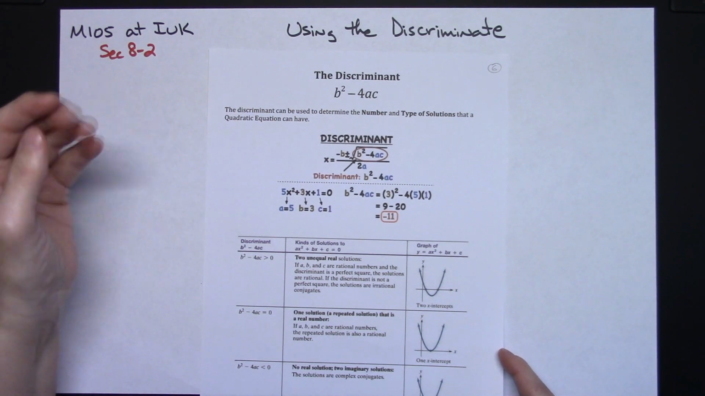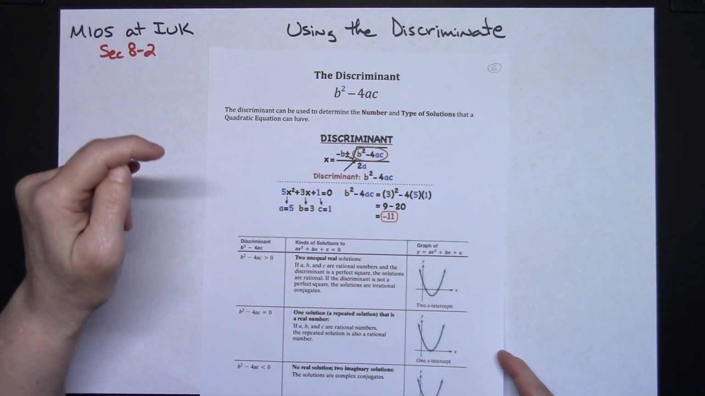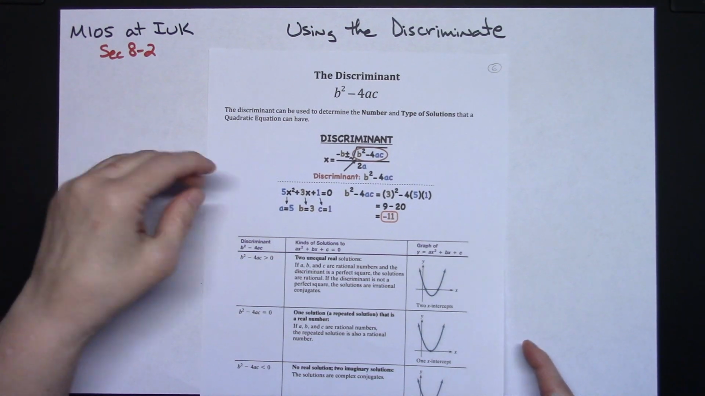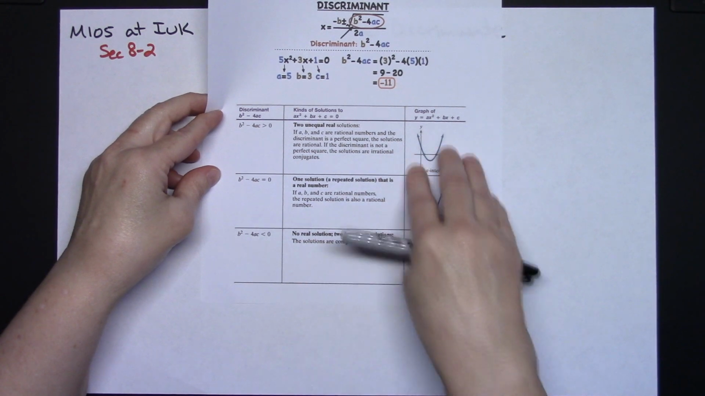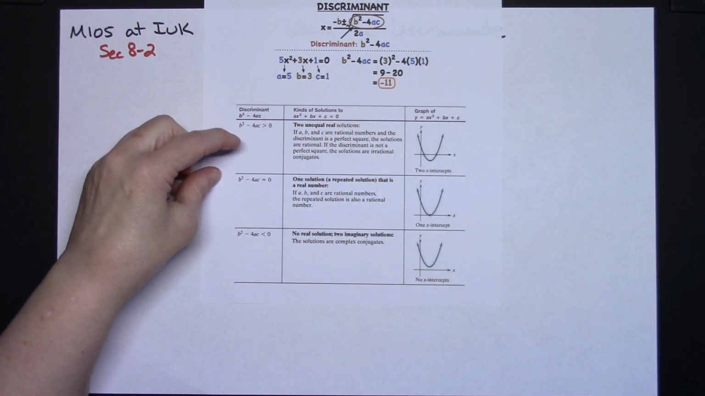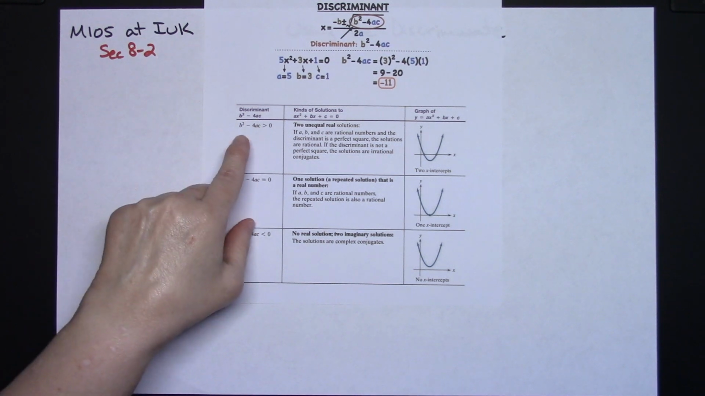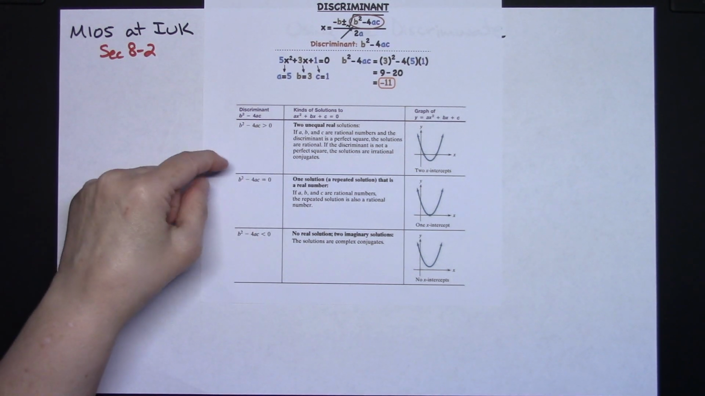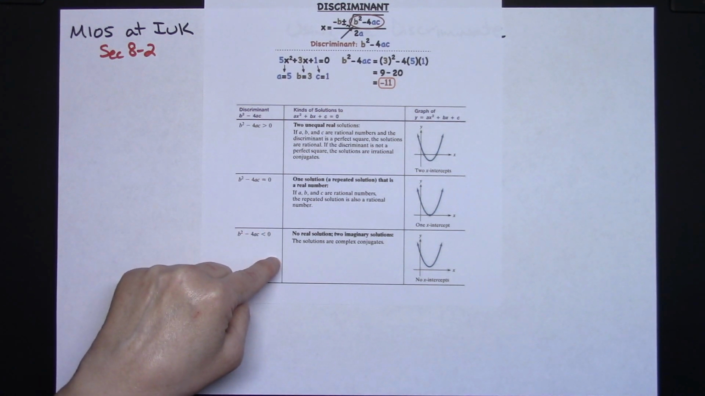And what this does is this allows us to determine the number and type of solutions that any given quadratic equation can have. Like I said, I don't know how well this is going to show up in the video, but basically we've got three different scenarios. We're going to calculate that b squared minus 4ac, and we're going to see what the result is. Is it greater than 0? Is it equal to 0? Is it less than 0?